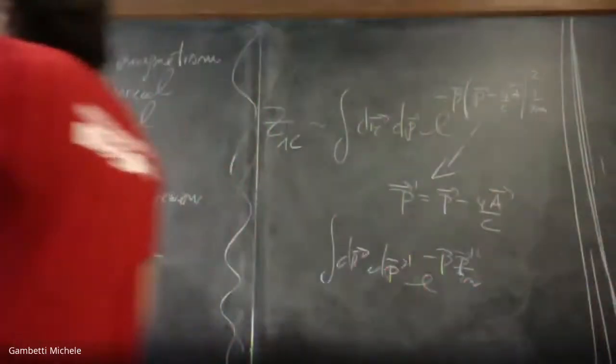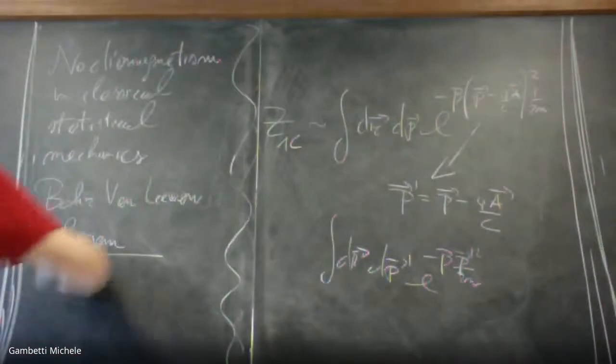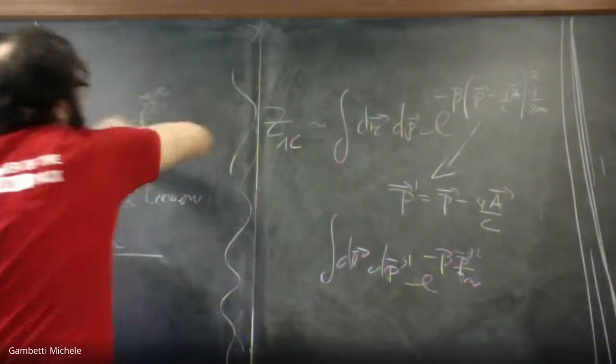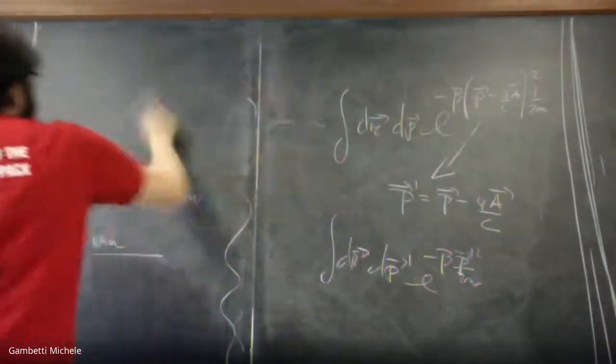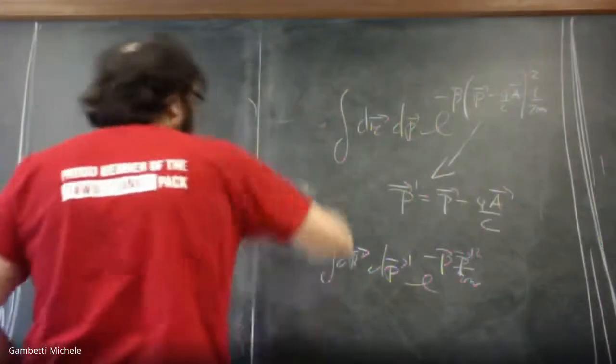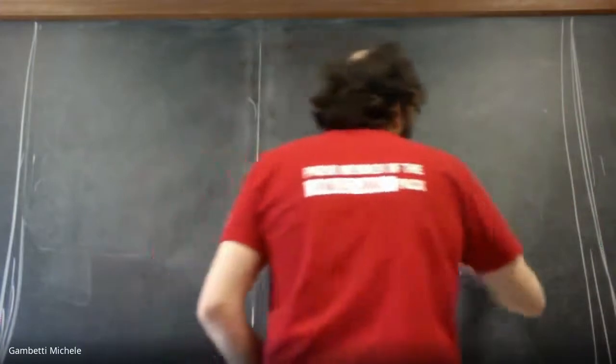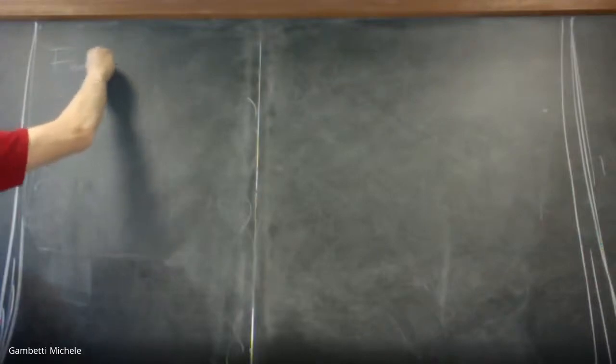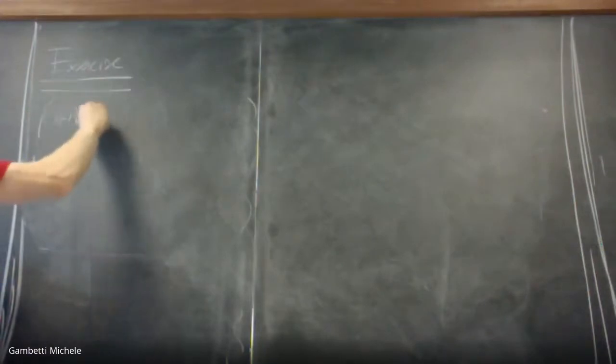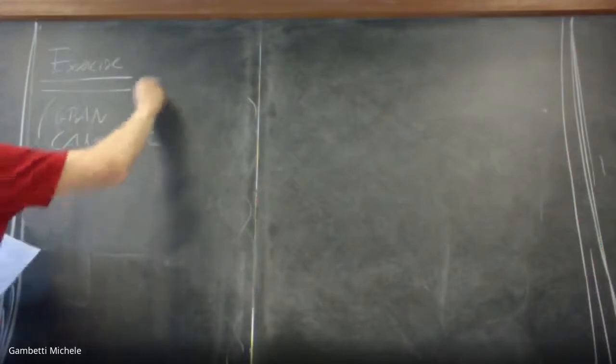I think it's been a long time since I did one. So if you want to try to do it, it's up to you. And then we move to critical phenomena. So this is an exercise which deals again with the grand canonical ensemble and fermions.